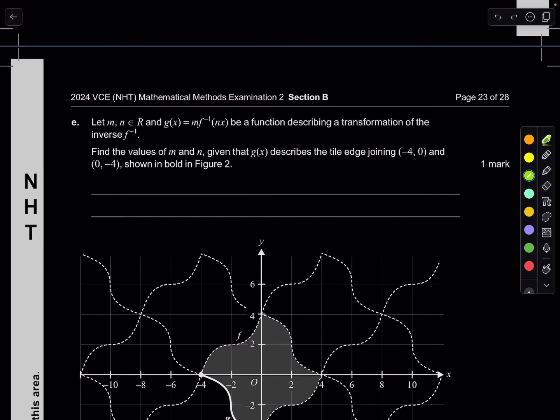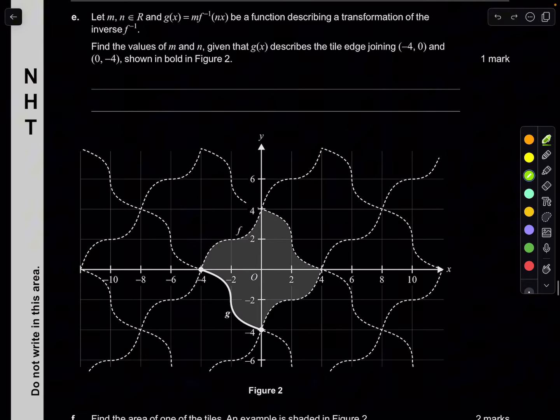Find the values of m and n, given that g of x describes the edge joining (-4, 0) and (0, -4), shown in bold in figure 2. There it is. So we would place (-4, 0) and this here. So this is what overall our g of x function is.